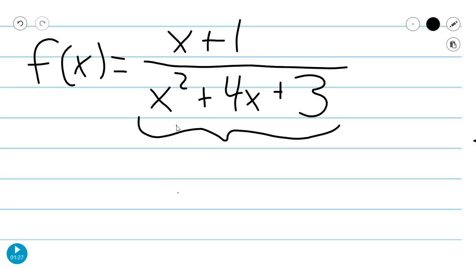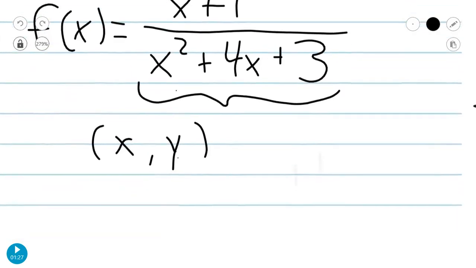So the next thing I want to talk about is a hole discontinuity in a rational function. It's one of the things that when you're graphing these functions on worksheets that your teacher may give you, it's one of the things that they typically ask for. And what they're looking for is a coordinate. They're looking for an x and a y value. So I'll show you how to find that.